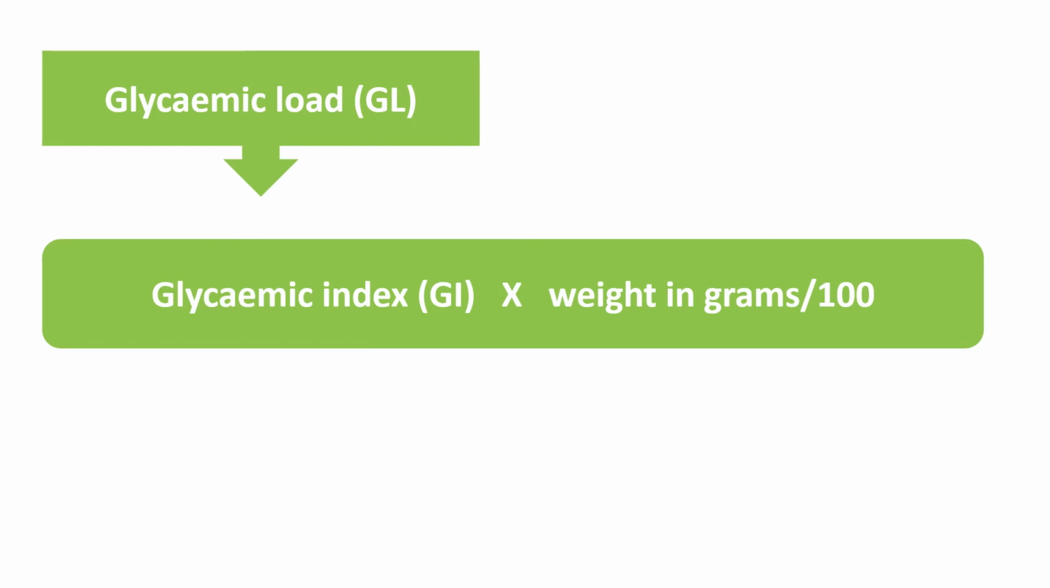You can calculate glycemic load yourself by using this formula, because glycemic index would be easily found on different tables and charts over the internet, and if you weigh your food, then this formula will help you calculate the glycemic load of that particular food portion.